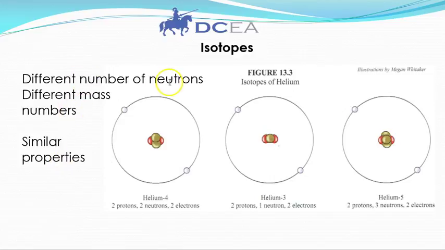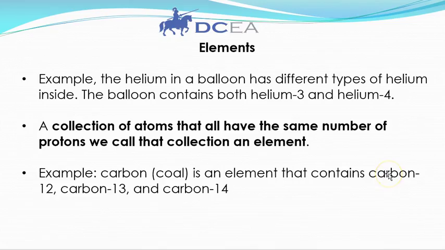Because they have a different number, they'll have a different mass, though each one of these will have similar properties. So helium with a mass of 4, which is 2 protons and 2 neutrons, is called helium-4. This next one would be called helium-3, and the third one would be called helium-5. So here's an example. The helium in a balloon actually has different types of helium inside. The balloon will usually contain both helium-3 and helium-4.